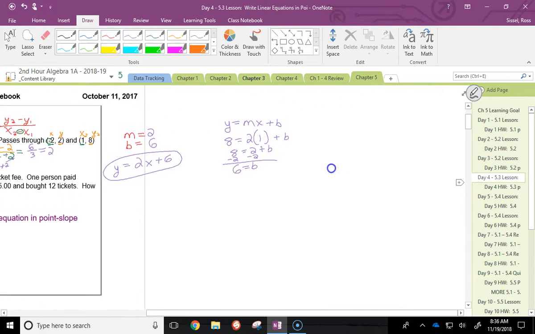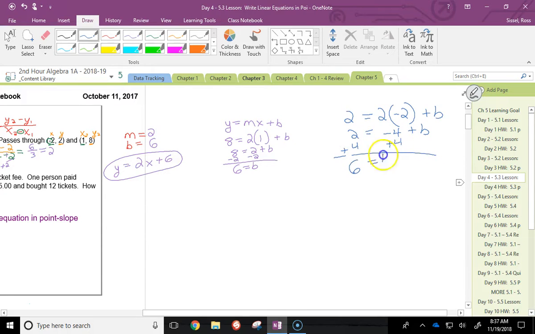So if you didn't hear Joshua, he asked, when I did this part right here, the y-intercept, did it matter which coordinate point I used? I used 1, 8. No. If I did the first coordinate point, y was 2, slope is 2, x was -2, plus b. That'd give me -4. So 2 equals -4 plus b. We add 4 on each side. 6 equals b. You would have got the same answer. So it didn't matter which coordinate point you used.